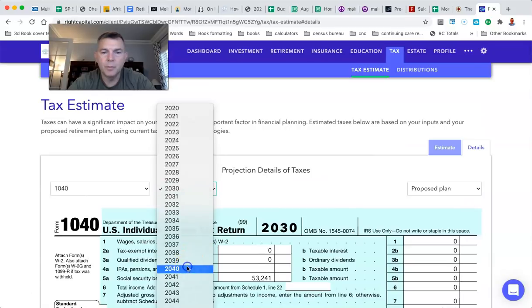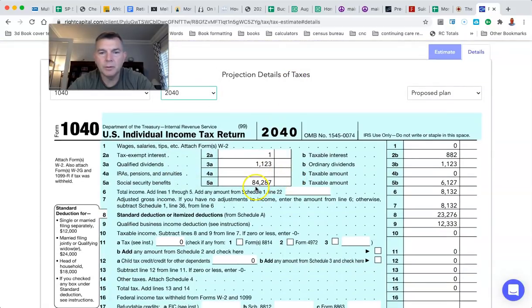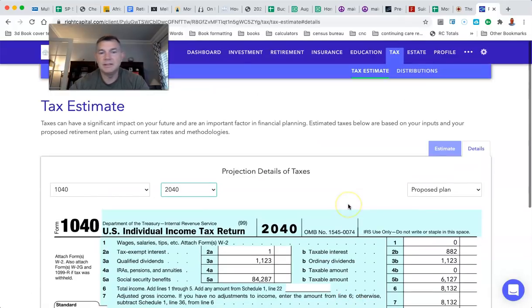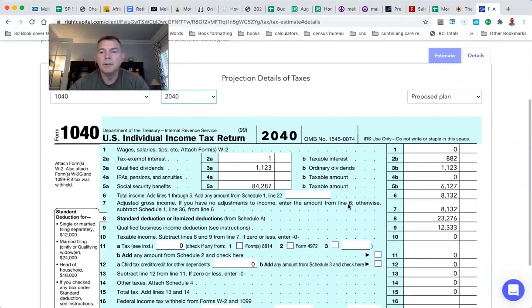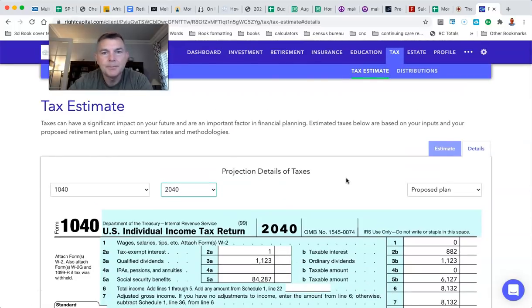Go to 2040. They got $84,000 of Social Security, a little bit of taxable income, simply because they've been not spending enough. They're saving. No taxes at all. It's freaking awesome. I love it. 84,000 Social Security, only 6,000 subject to taxation. They got a little bit of taxable interest and dividends, and just no taxes. Crazy.